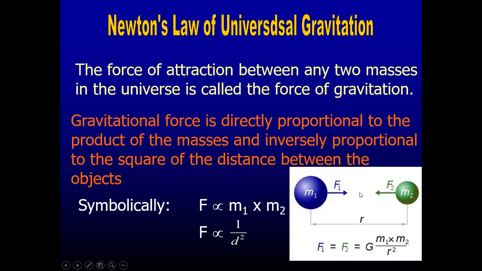So then we can express it by saying if we have mass 1 and mass 2, they will be exerting equal but opposite forces on each other, and this will always be a force of attraction, and they are distance r apart. So we can say that the force of attraction between them is equal to capital G times the product of the masses over r squared, where this capital G is what we call the universal gravitational constant.